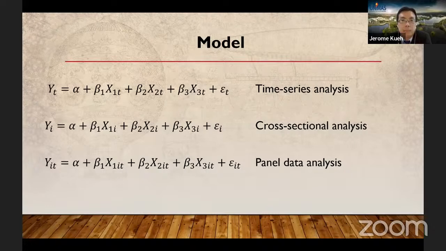When we stack time series and cross-sectional data together, we have panel data analysis, where the variations come from both the time perspective and the cross-sectional perspective. You can see here the subscript notation i,t, meaning the combination of the two dimensions: time and cross-section.